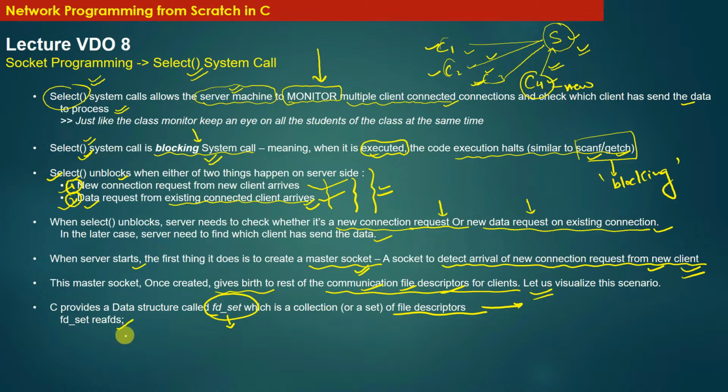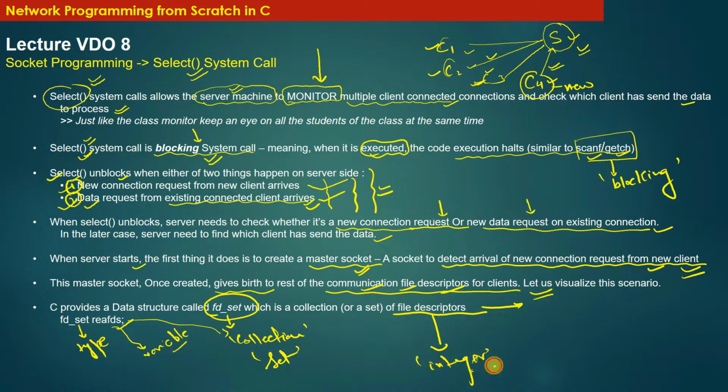This is how we create a read FDS set: FD_set is the data type, and read FDS is the variable name. So what is this read FDS? It is actually a collection of file descriptors, so it is a collection, or you can say it is a set. And what is a file descriptor? A file descriptor is nothing but an integer value, and it identifies a client connection.